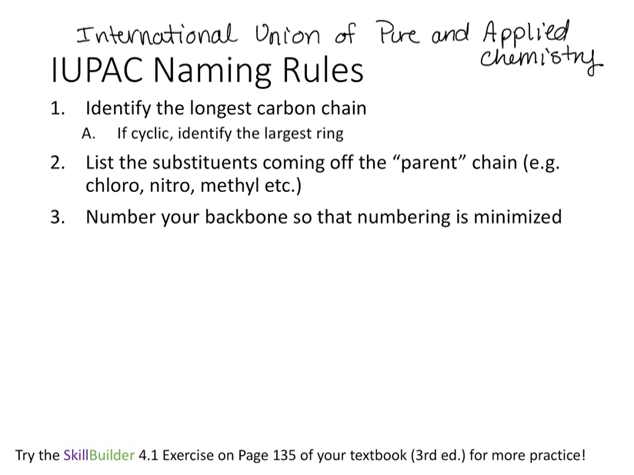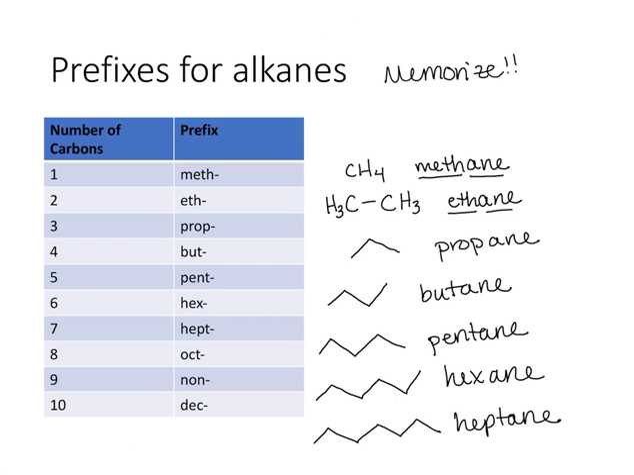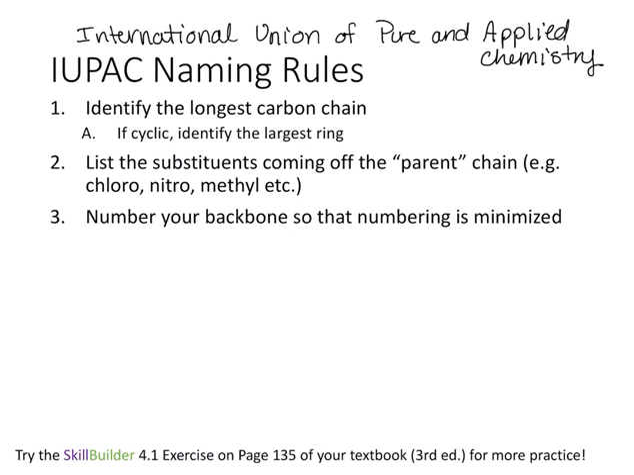Okay, so according to these rules, what we do is first identify the longest carbon chain. So for instance, let's say we have 5 carbons, and that's our longest carbon chain. Then we would use the name pentane. And if you have something that is cyclic, so you have a ring in your molecule, you would identify the largest ring and name that. We'll talk about rings a little bit later in another video, so don't worry about that for now.